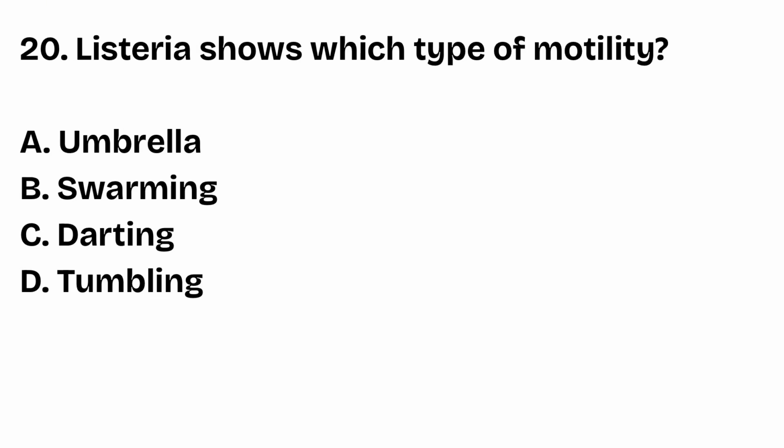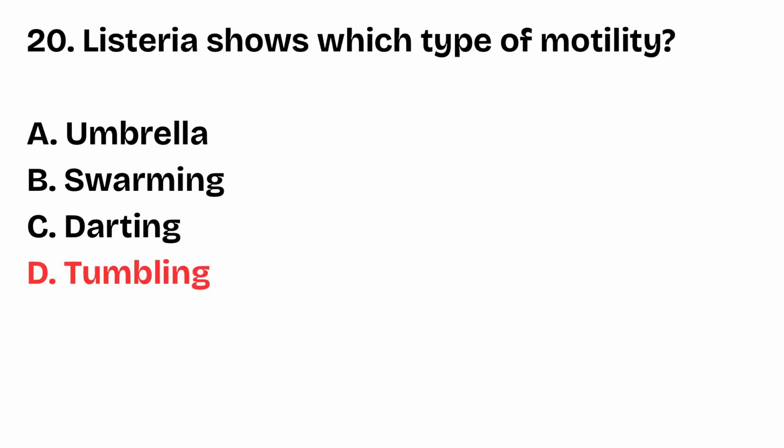Question number 20. Listeria shows which type of motility? Umbrella, swarming, darting, tumbling. The right answer is option D, tumbling. Listeria monocytogenes shows tumbling motility at room temperature, 25 degrees Celsius, due to its peritrichous flagella.